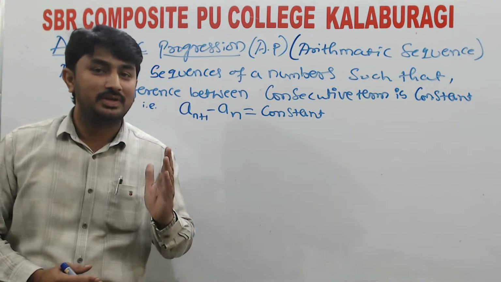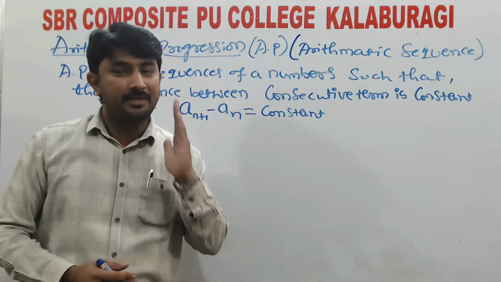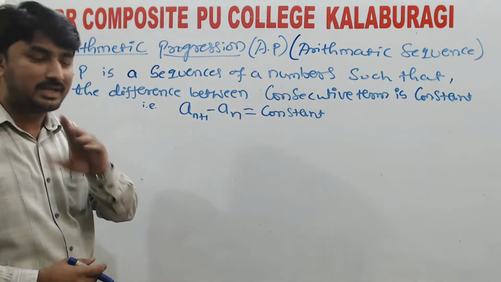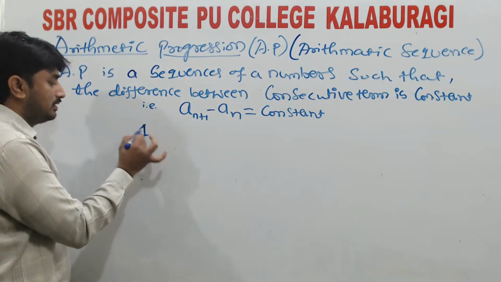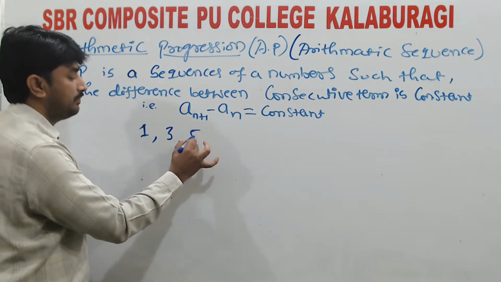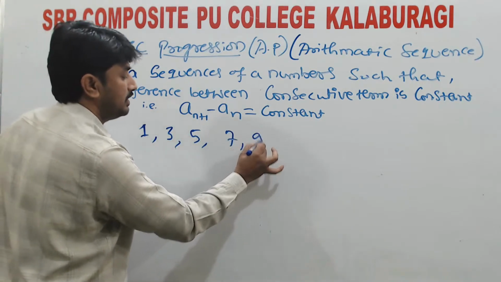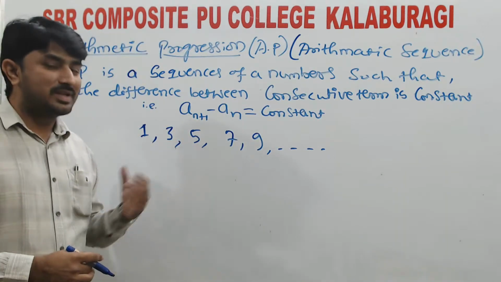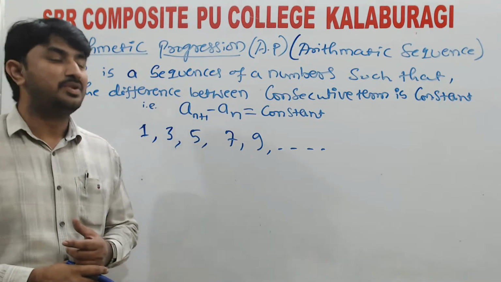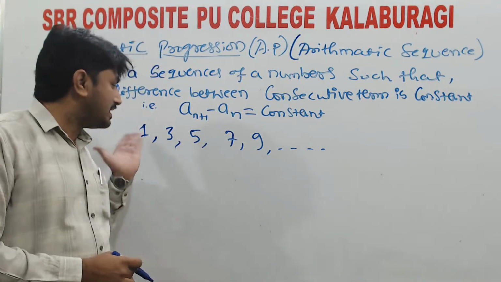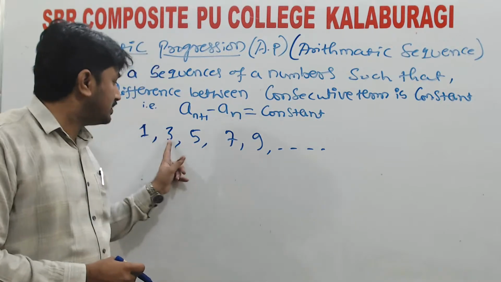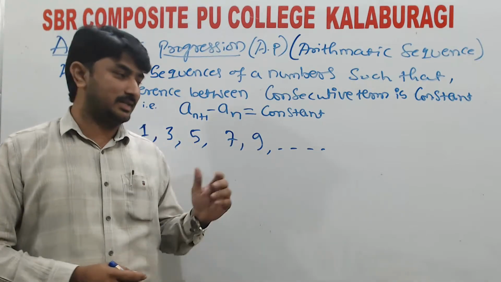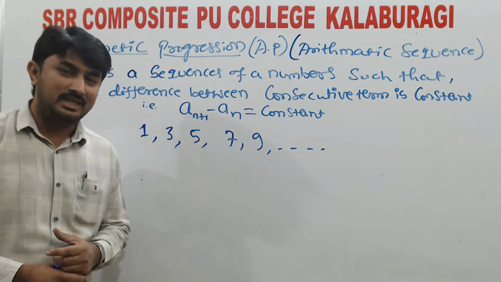It follows a particular rule. It follows a definite order. That is, it is a sequence of numbers. I will take numbers here: 1, 3, 5, 7, 9, and so on. Whether it is a sequence or not: yes, by the definition of sequence, it is an arrangement of numbers in a particular order or definite order, then it is said to be a sequence. The taken example is a sequence.